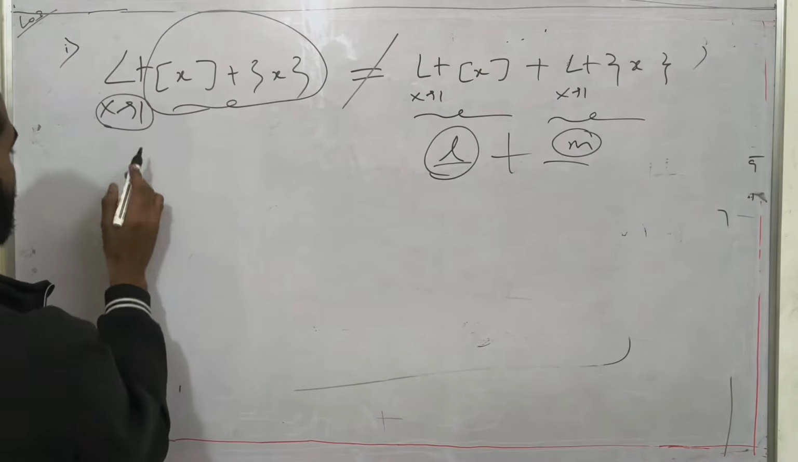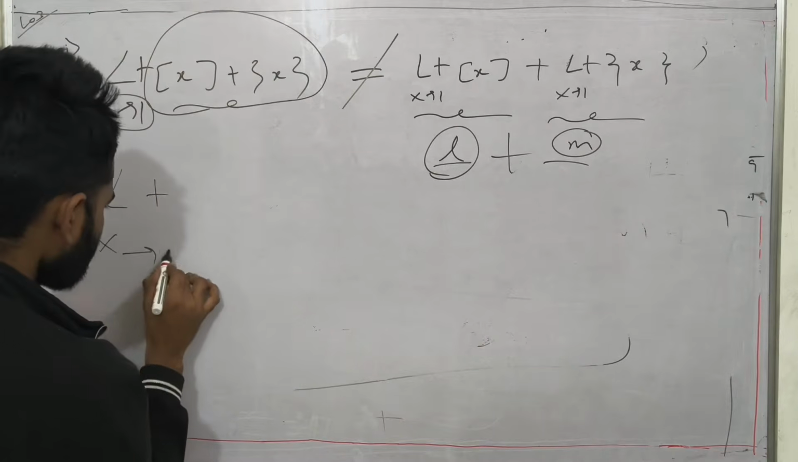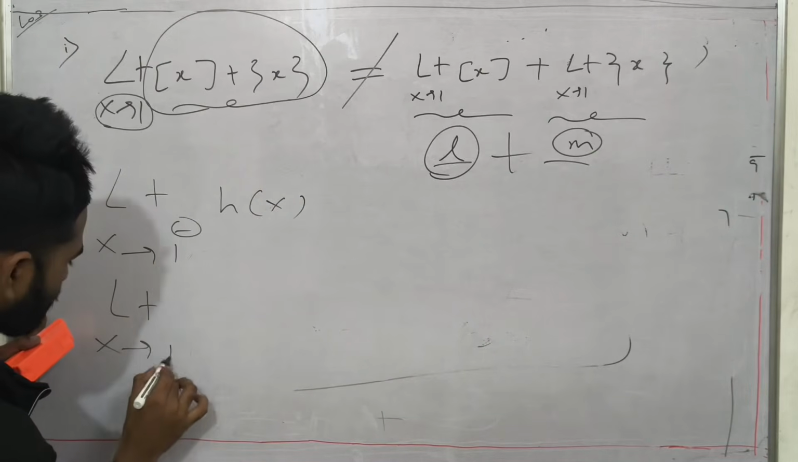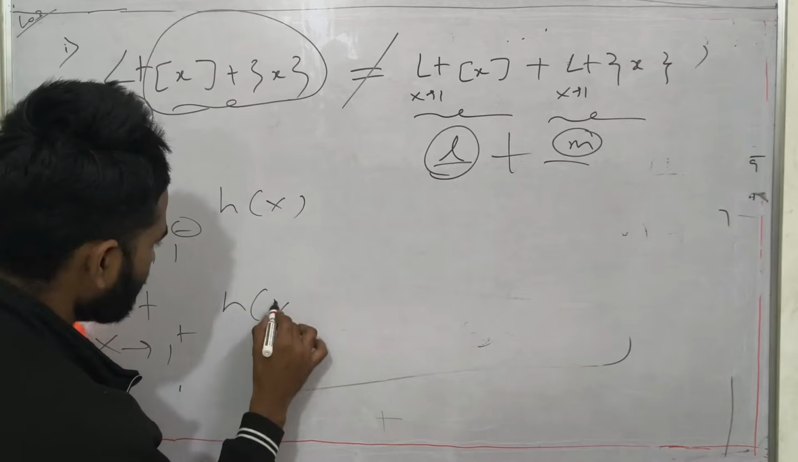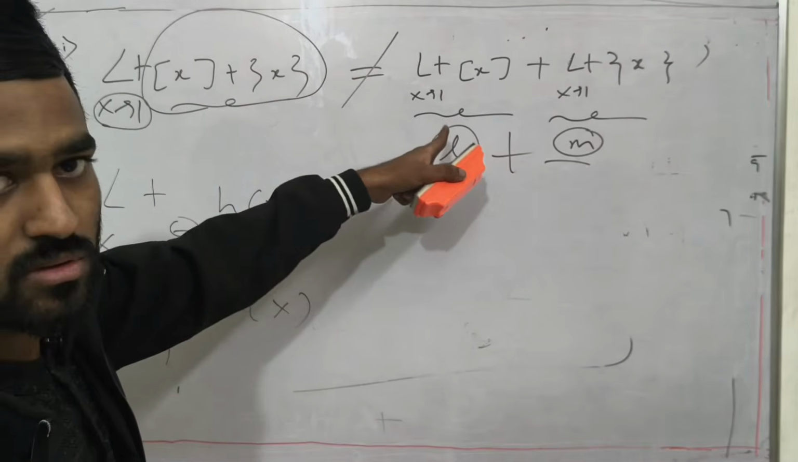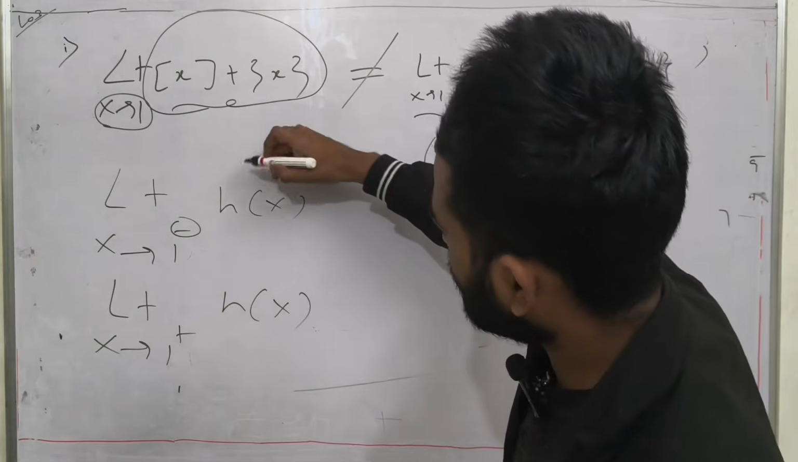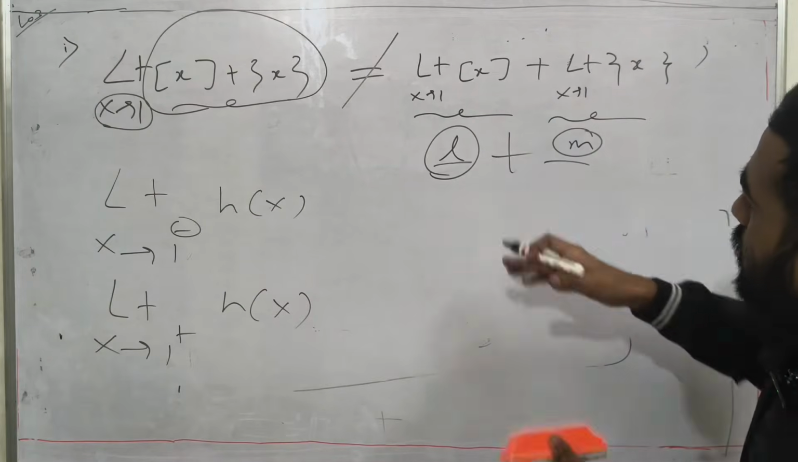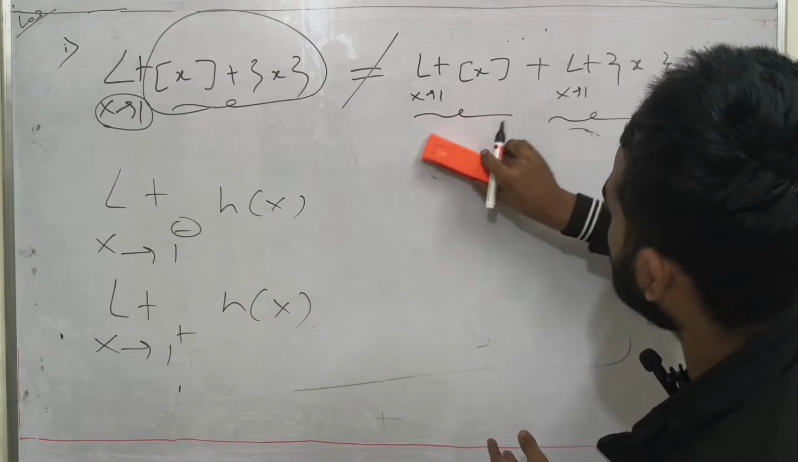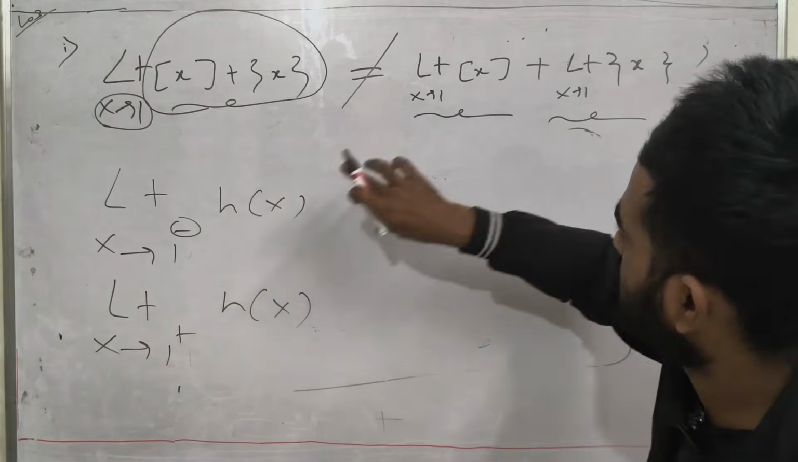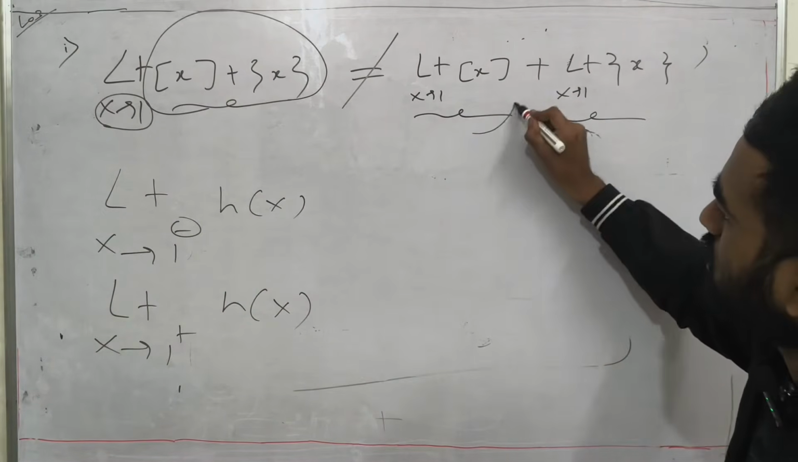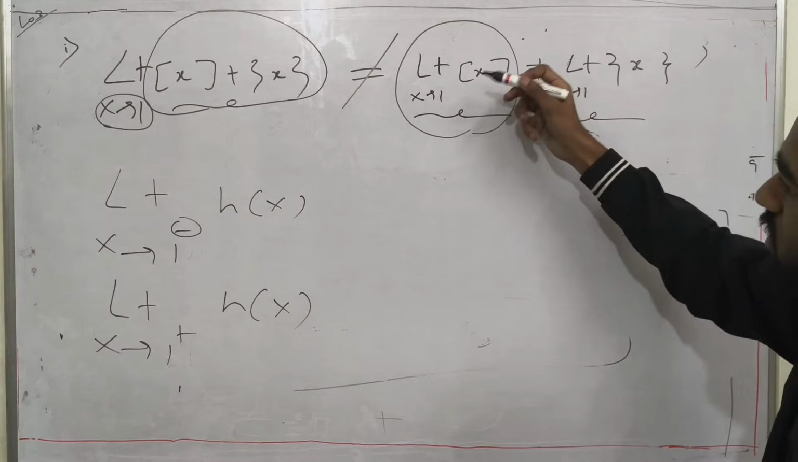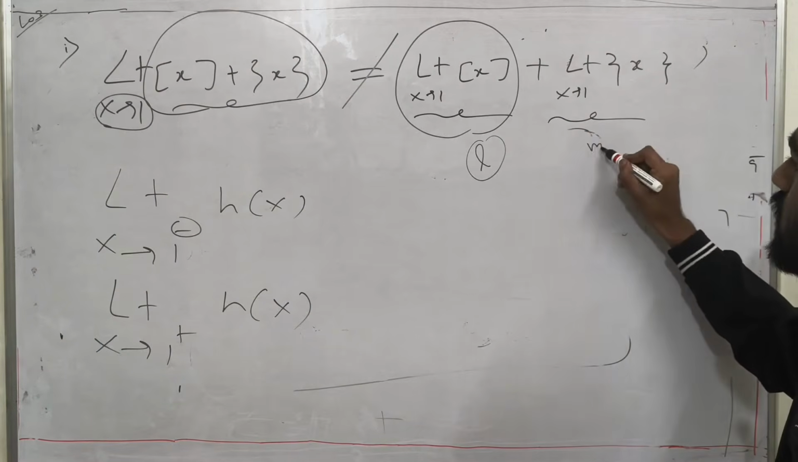So when applying, I apply limit x tends to 1 minus first to h of x, a single function, then limit x tends to 1 plus and find h of x. Here I am not finding the limit of two functions at a time. Here I am finding the full limit of a single function and the full limit of a single function, and if they exist, then we'll get some output L and M, then we add them.